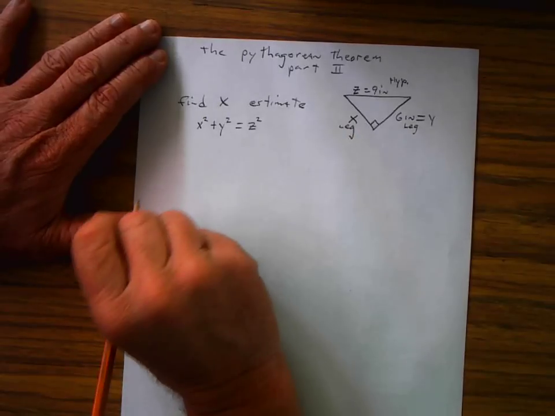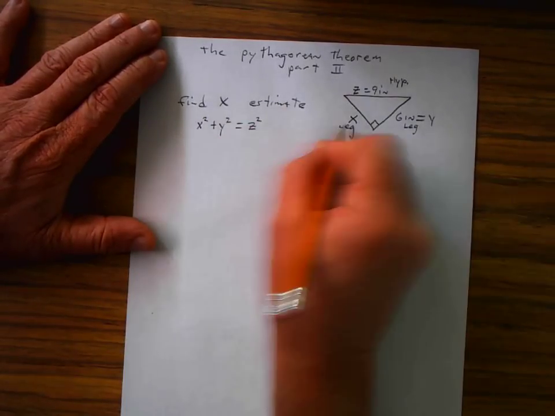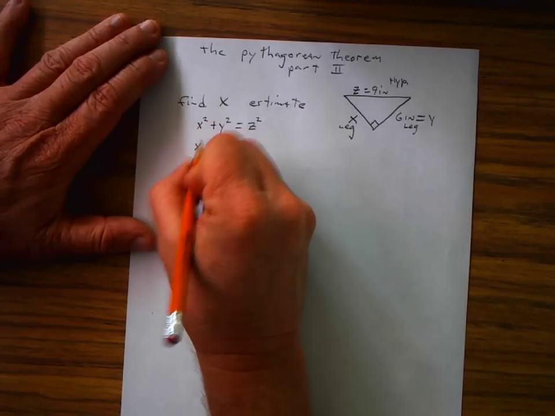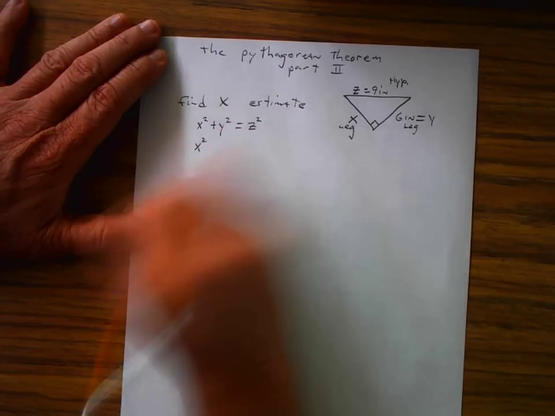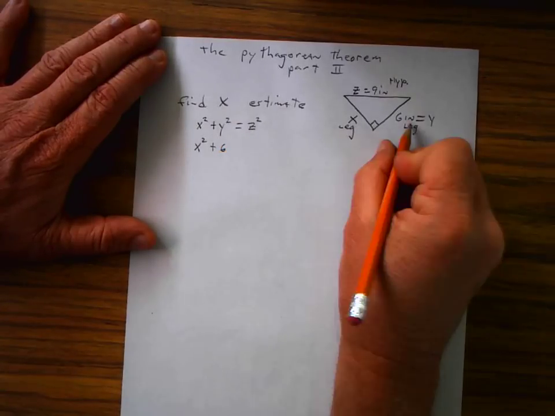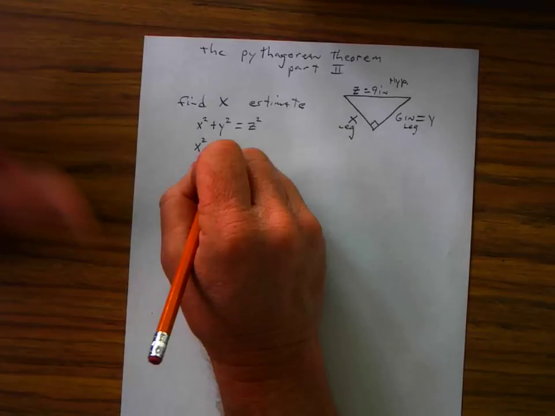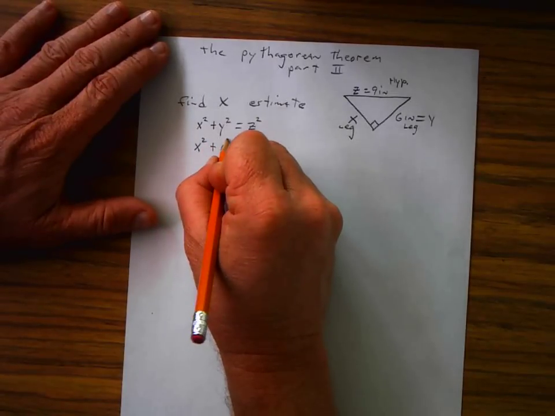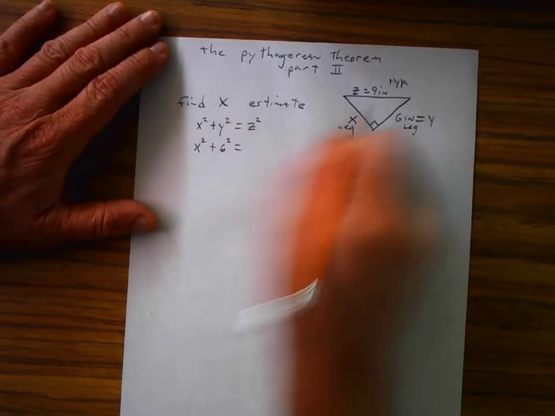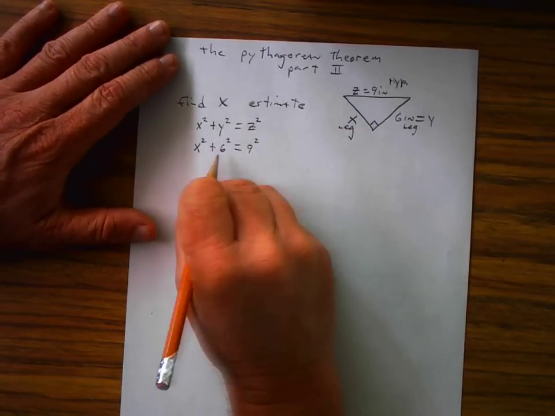Now we can substitute some values in here. Instead of writing x, well, we still have to write x because that's the value that we're looking for. So we'll just leave x squared. And for y, I'm going to put in the value of 6. Again, I'm just going to leave the inches units out for the purposes of simplifying this problem. And I'm going to put 6 squared. And z, we know, is 9, and that's squared. So our first step is to substitute.